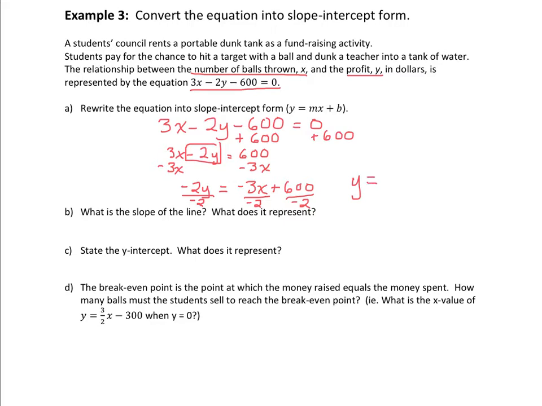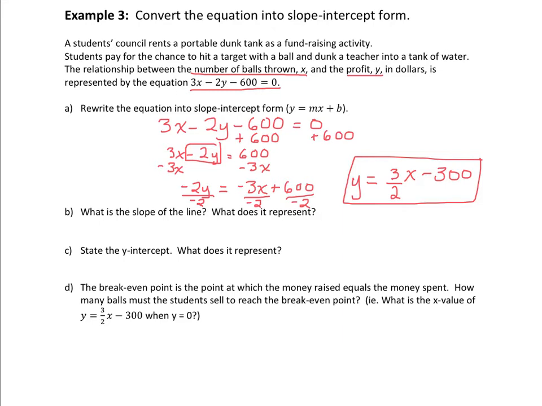And then we have negative 3 over negative 2, which gives us just positive 3 over 2, x. Negative divided by negative is a positive. And 600 divided by negative 2 is negative 300. So this is our y equals mx plus b form of the equation.